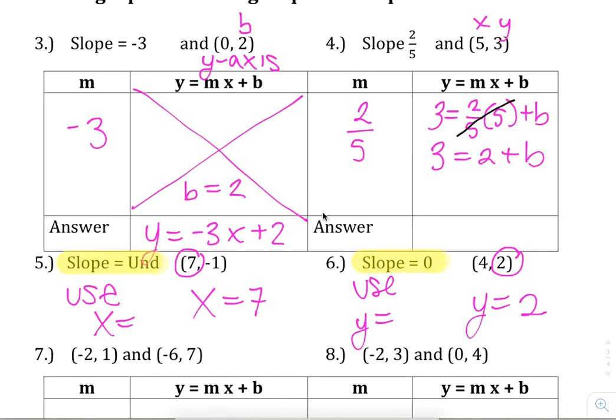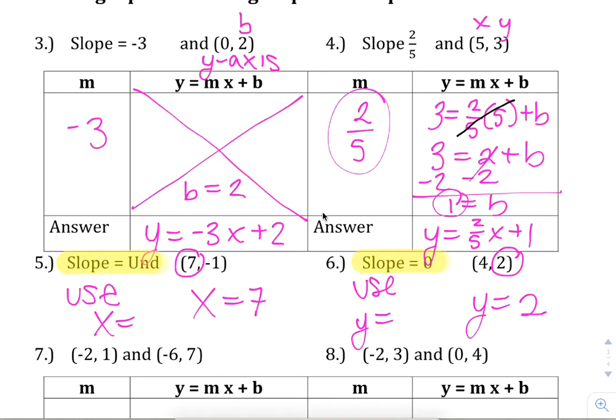I'm going to cancel off the 2 by subtracting 2 from both sides. That gives me a b of 1. Now that I have m and b, I'm going to go ahead and write my equation. y equals 2/5 x plus 1. All right, we are almost done.